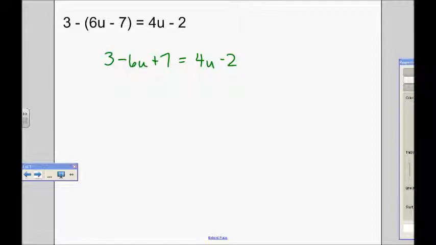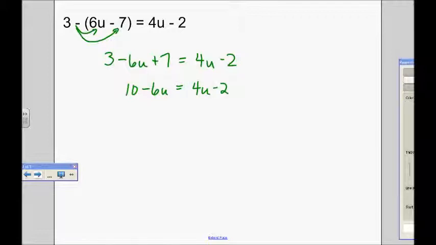Okay, so anyways, back to the question. We distributed this negative to the 6u and to the negative 7. Remember, a negative times a negative makes a positive, and that's why it's plus 7 in this first line. Now, it's exactly like all the other equations that we've ever done before. First, I'm going to combine like terms. So 3 plus 7 gives me 10. I'm still left with negative 6u. On the right-hand side, I still have 4u minus 2.